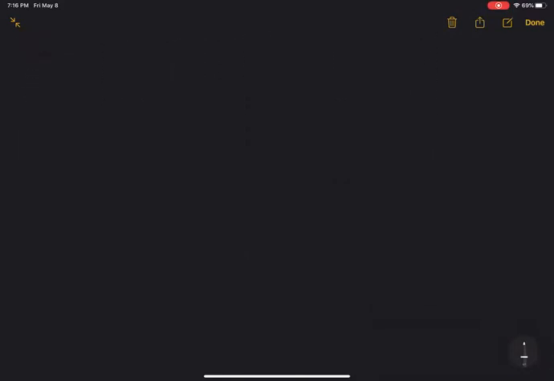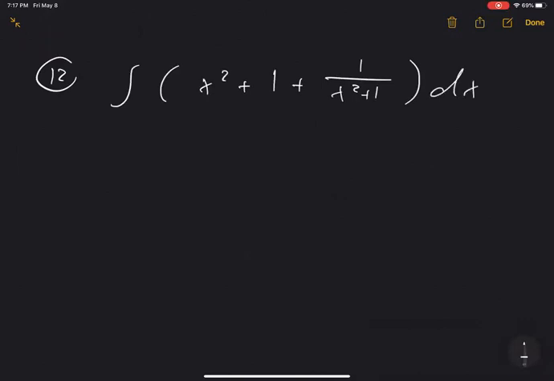Okay, 12, we see something a bit new. Let's go ahead and try and integrate this. Integral of x squared is x cubed over 3, plus, what's the integral of 1? That would just be x. And then what's the integral of this, 1 over x squared plus 1?